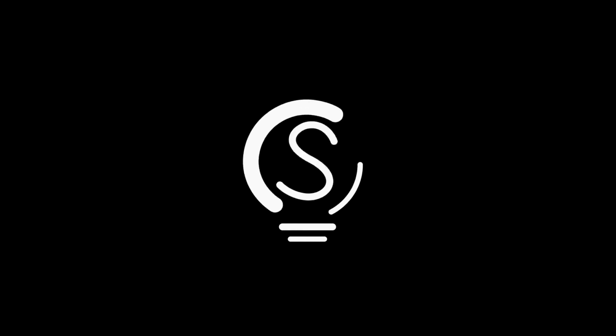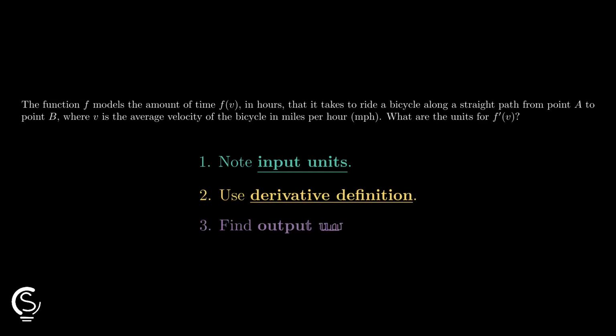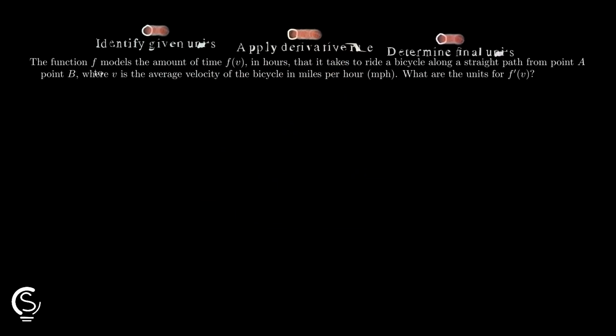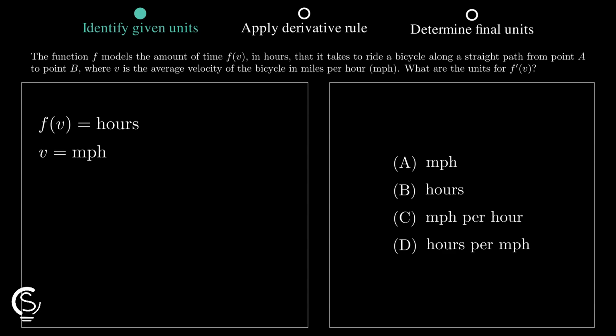Let's level up. Calculus problems involving units can be tricky, but we can solve this one quickly by breaking down the derivative definition into 3 very simple manageable steps. We are given a function f of v where v is velocity in miles per hour and the output f of v is time units.